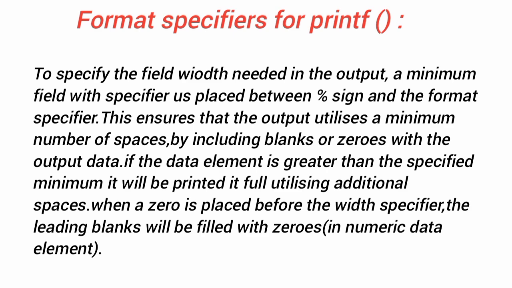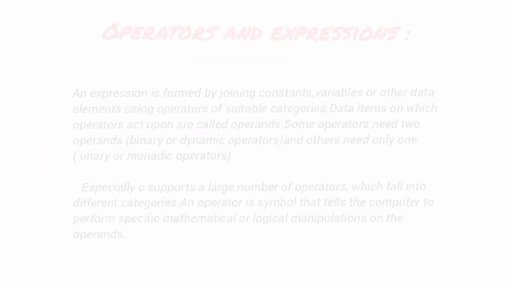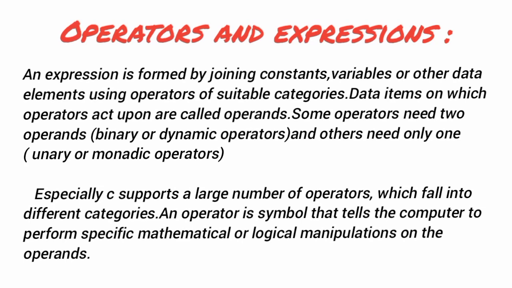The next important topic is operators and expressions. An expression is formed by joining constants, variables, or other data elements using operators. Data items on which operators act are called operands. Some operators need two operands, called binary or dyadic operators, and others need only one, called unary or monadic operators.